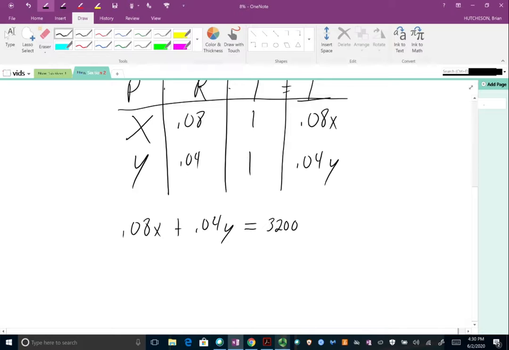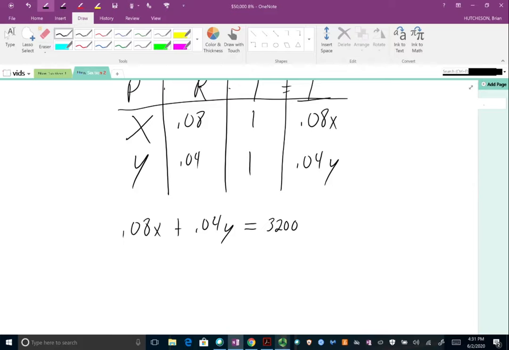But we have a problem. If I told you to solve, well, I can't just solve. I have an X and a Y. We could try to graph this, get a nice line, but a line is an infinite number of points, which means we could have quite a few different answers.